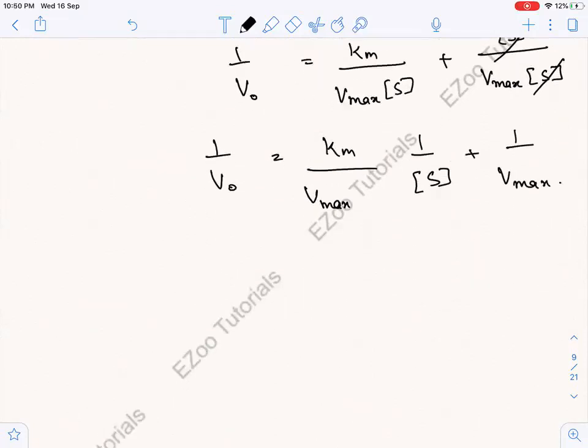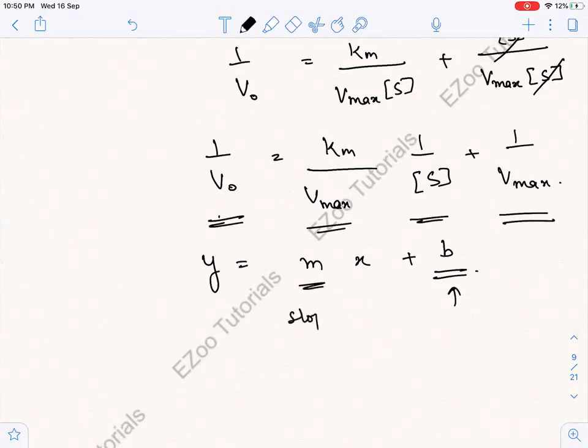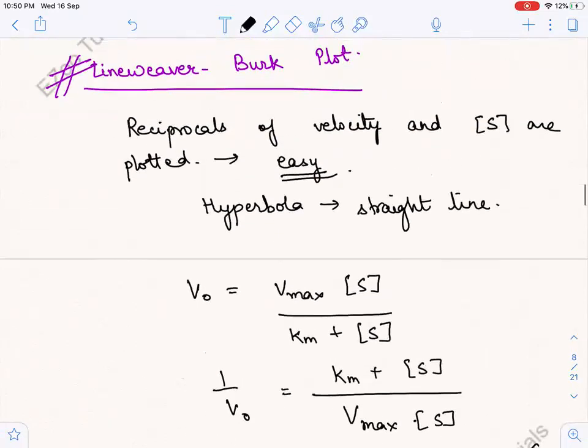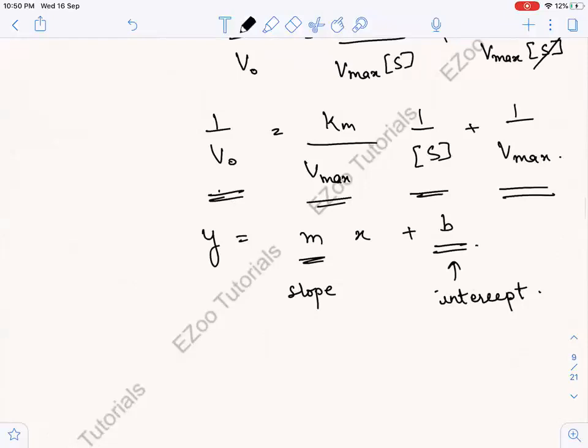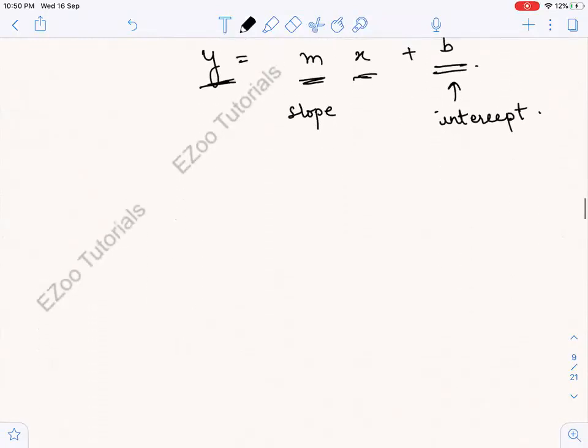So this is basically what? y is equal to mx plus b. So m is the slope and b is the intercept. So basically what we said was that the reciprocals of velocity and substrate concentrations are plotted. So this is what we are going to do, right?